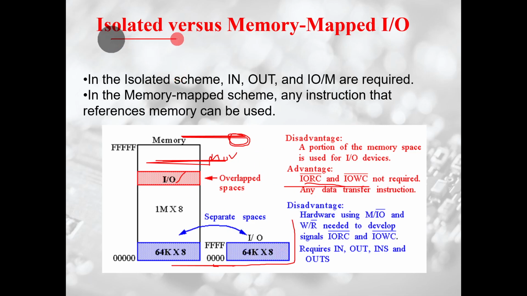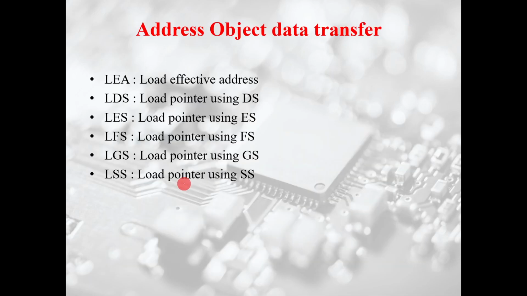So this is known as isolated versus memory mapped. Memory mapped means this: if it is memory mapped, then you have to use the move instructions only to fetch the data. Now after that we are going to see some more data transfer instructions known as LEA, LDS, LES, LFS, LGS, and LSS. These will be clear from examples, so let me take up an example.